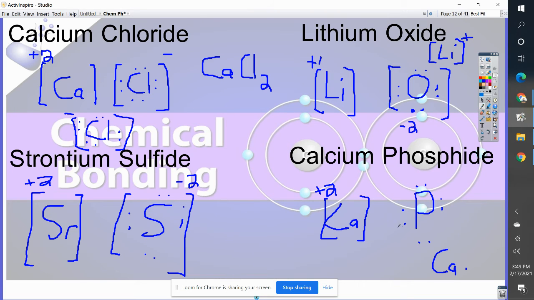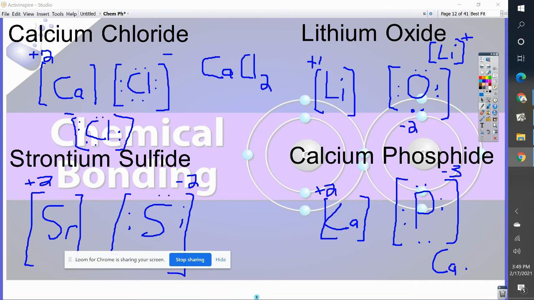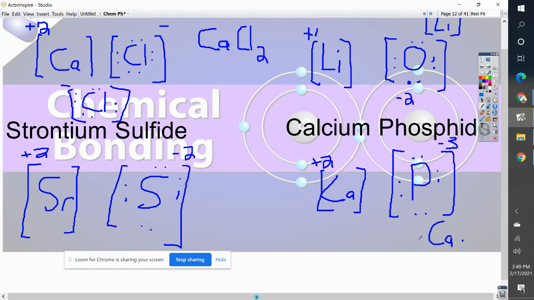At this point, this phosphorus is happy. And it started with 5 and it gained 3. So it's a -3. But if you notice, now we have a calcium down here, and it's not happy. So what are we going to do? We keep going. So now we add another phosphorus. How many did it have? It had 5. Ooh, that's better.